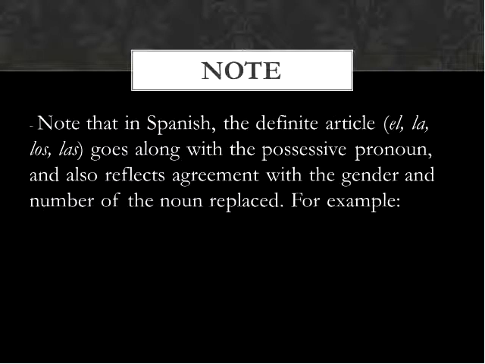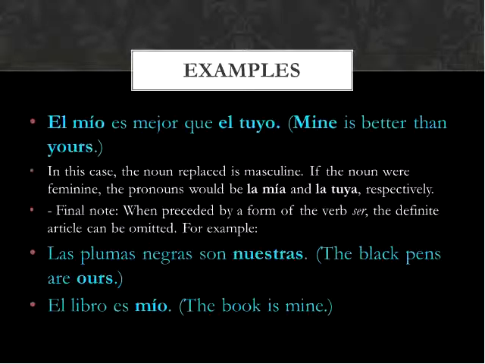Okay. So in Spanish, the definite article, el, la, los, las, is going to go along with the possessive pronoun, and it reflects agreement with gender and number. Okay. So let's look at the examples. El mío es mejor que el tuyo. Mine is better than yours. Okay? So the noun replaced is masculine here. And if the nouns were feminine, it would be la mía. Okay? But we're going to keep it to mío, el mío. Or la tuya in this case.